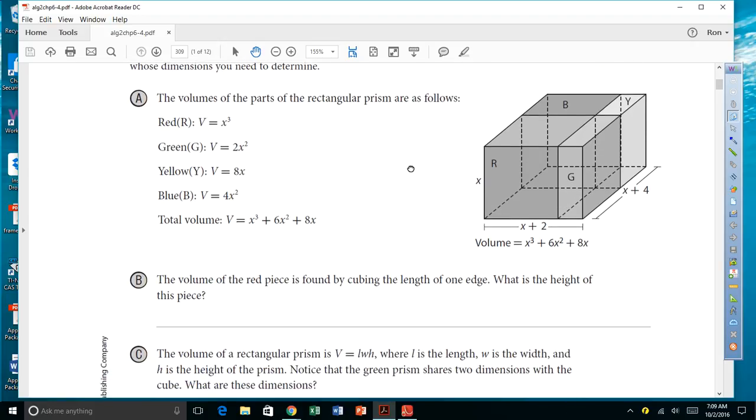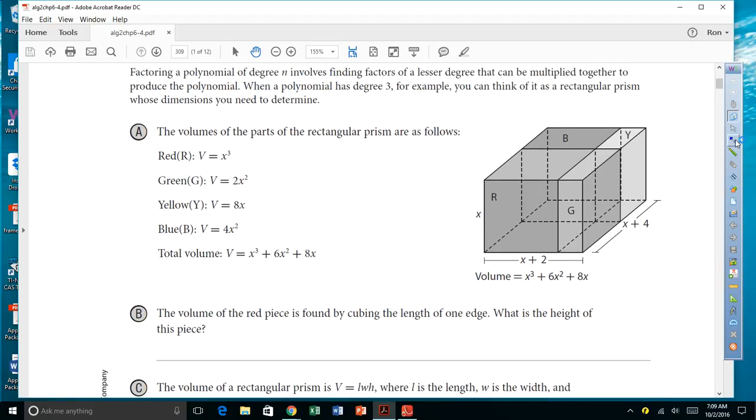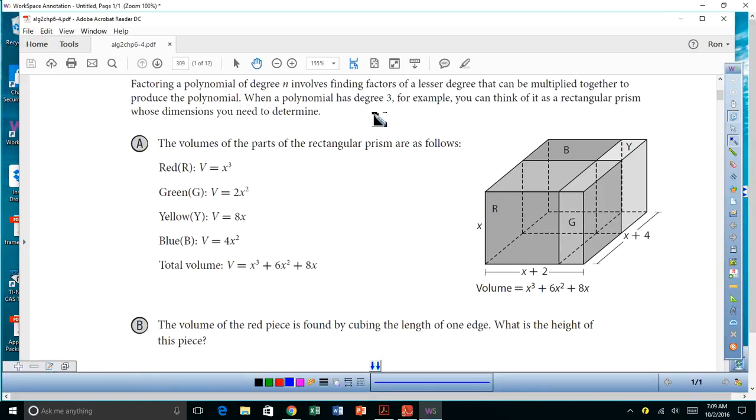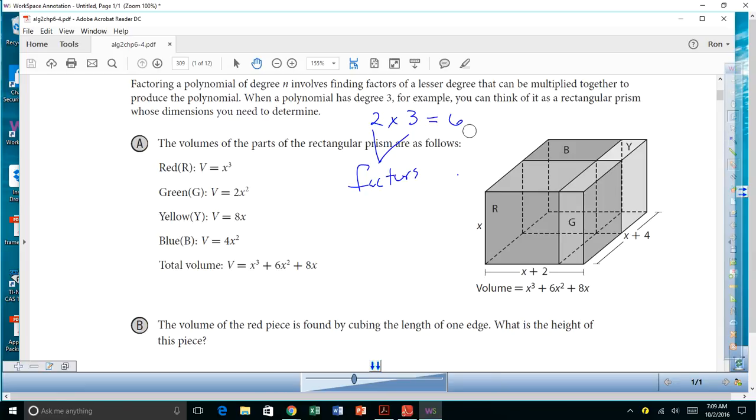Let's see here. Factors. What are factors? When we say factors, remember, you got 2 times 3 equals 6. Well, 6 is the product, and 2 and 3 are the factors. So that's what you're looking for. You're looking for the 2 and 3. All right. And back to our problem here.